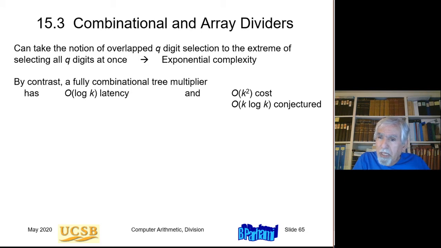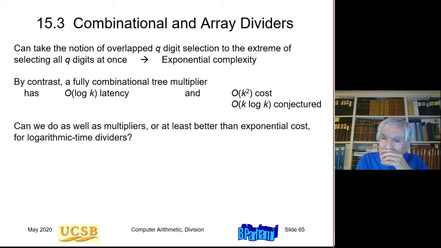By contrast, the fully combinational tree multiplier, we saw that it requires order log k latency and order k squared cost, although theoretically we now know that it can be done in order k log k cost. That's only theoretical. So that word conjecture I should have actually replaced with proven. It's now proven, but it's not a practical design. Okay, so I can design a fast multiplier having order log k latency and order k squared cost.